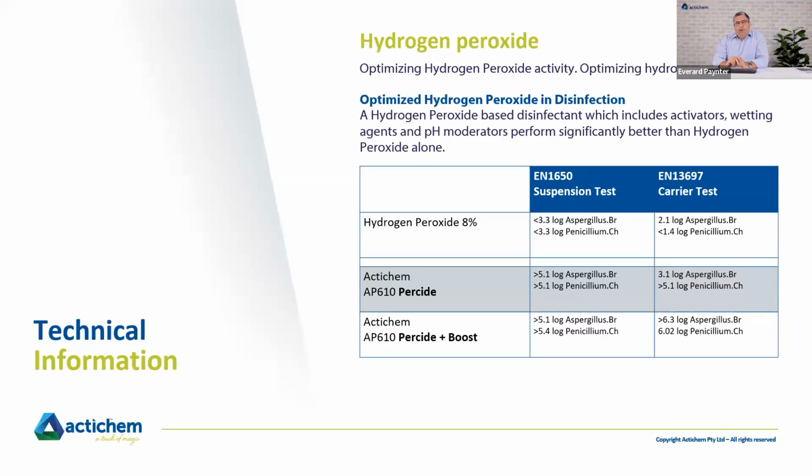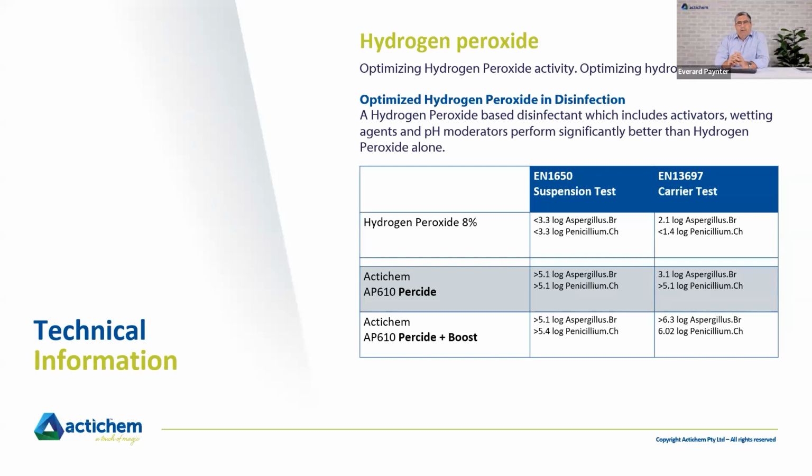I've got a couple of slides here which I thought you'd find very interesting in relation to the difference between using hydrogen peroxide on its own, just in its raw state, you might say, versus hydrogen peroxide which has been activated, which has wetting agents included in it, where the pH has been optimized. On the screen, you'll see a couple of test results where we compared hydrogen peroxide at 8% with our product Percide.